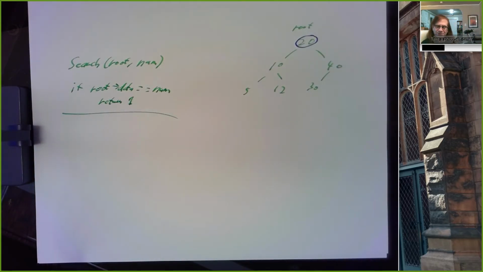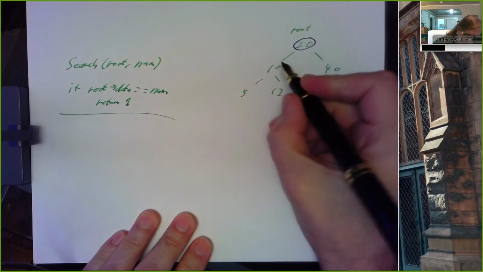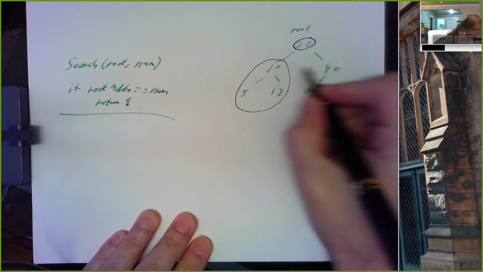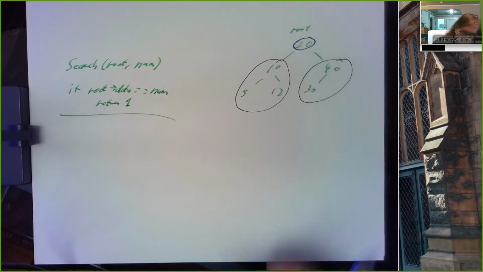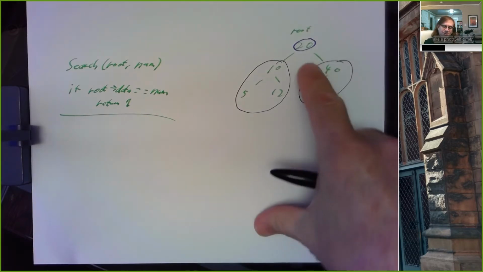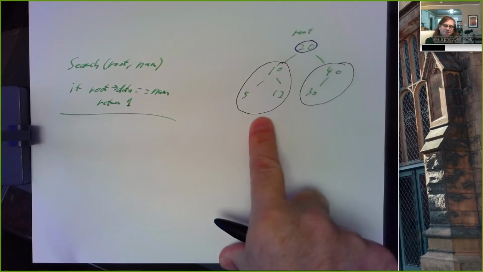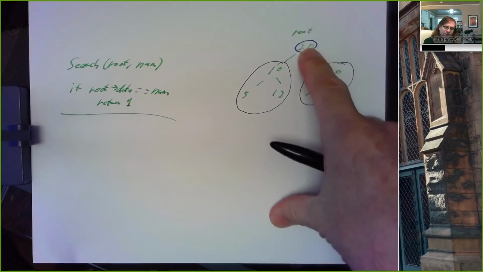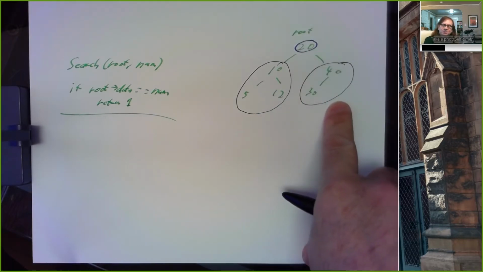But if the number is not at the root of the tree, but it's in the tree somewhere, it is either in this left subtree or in this right subtree. And I actually know which one it would be in. If the number I'm searching for is smaller than 20, it's got to be in this left subtree. If it's bigger than 20, it's got to be in this right subtree.